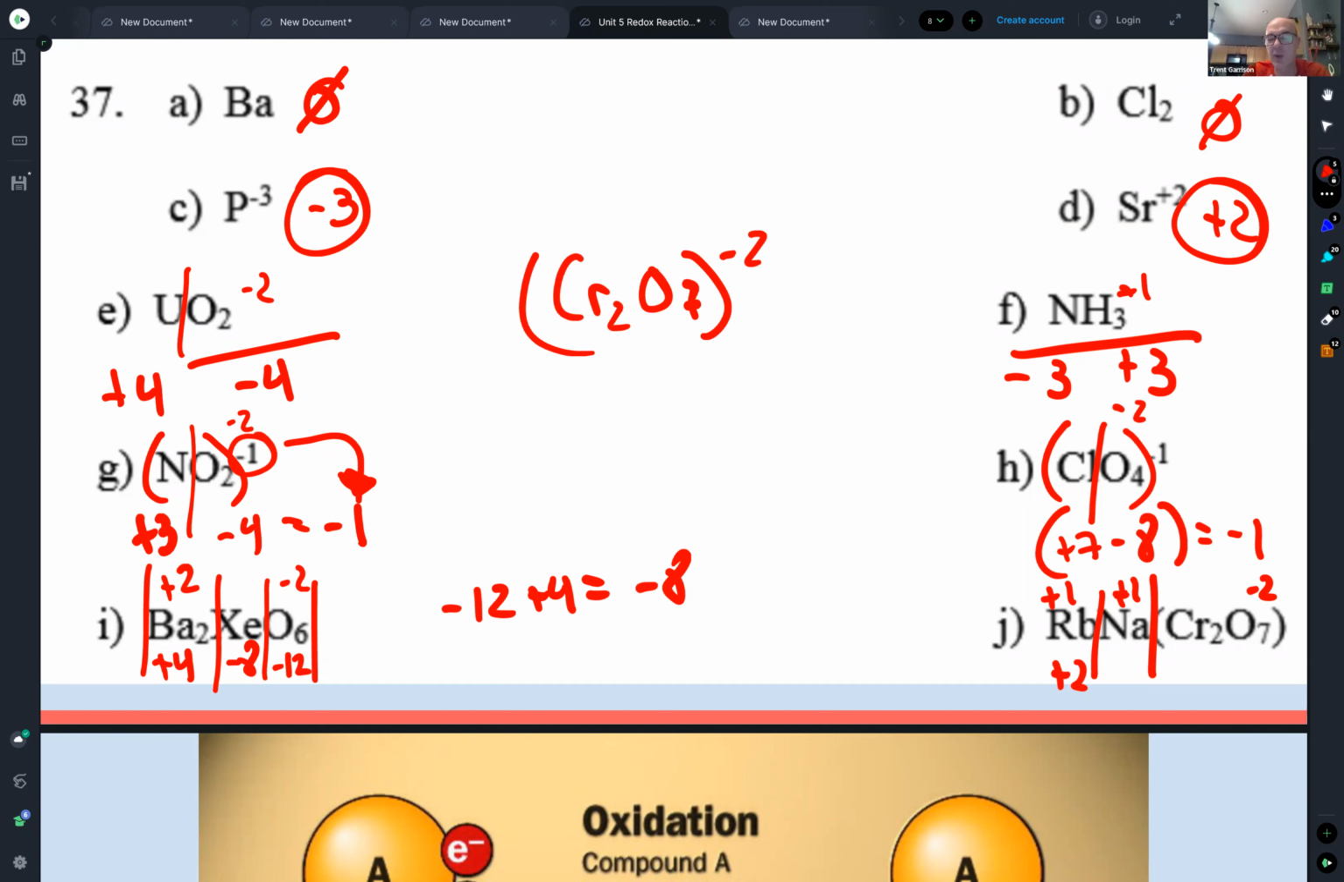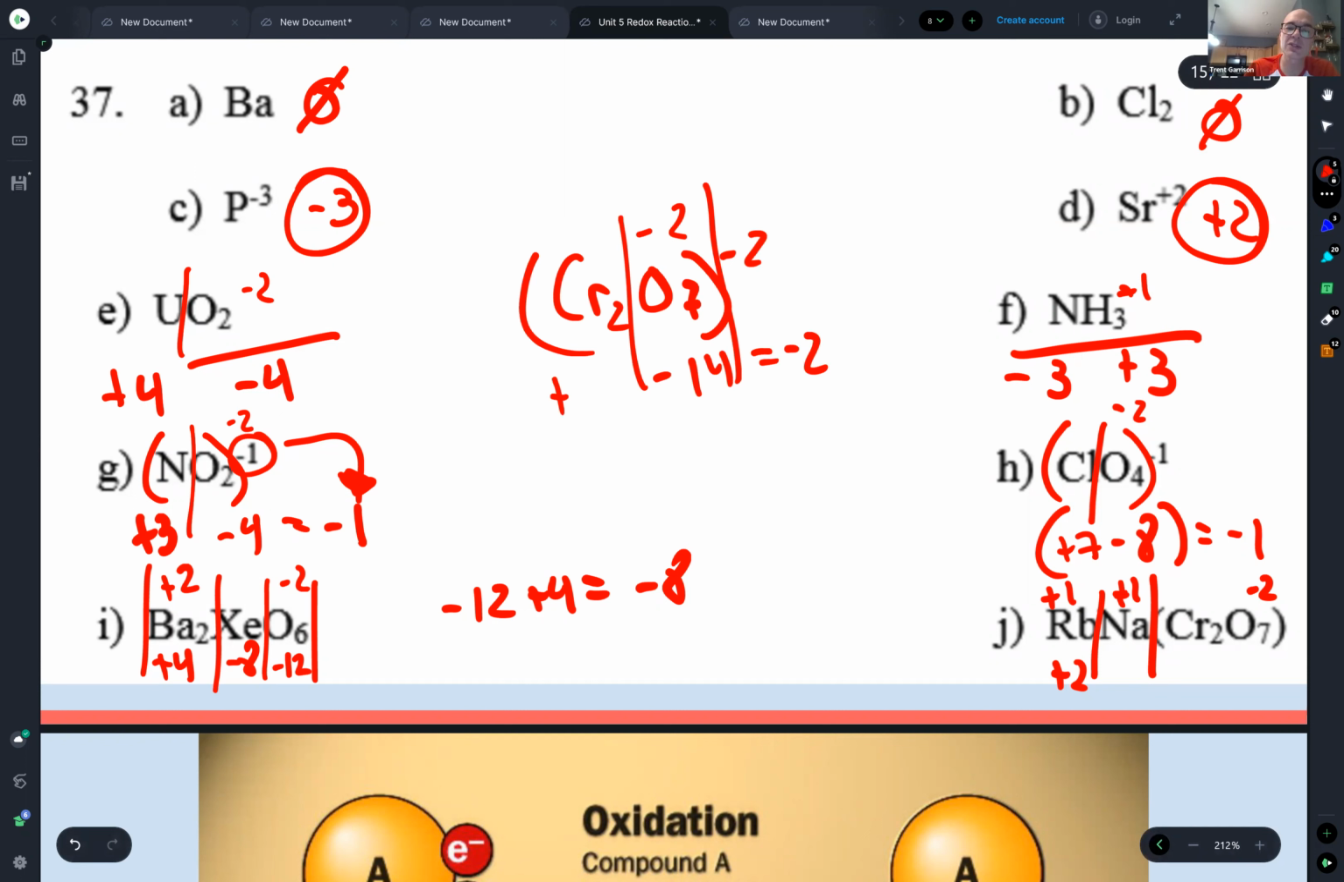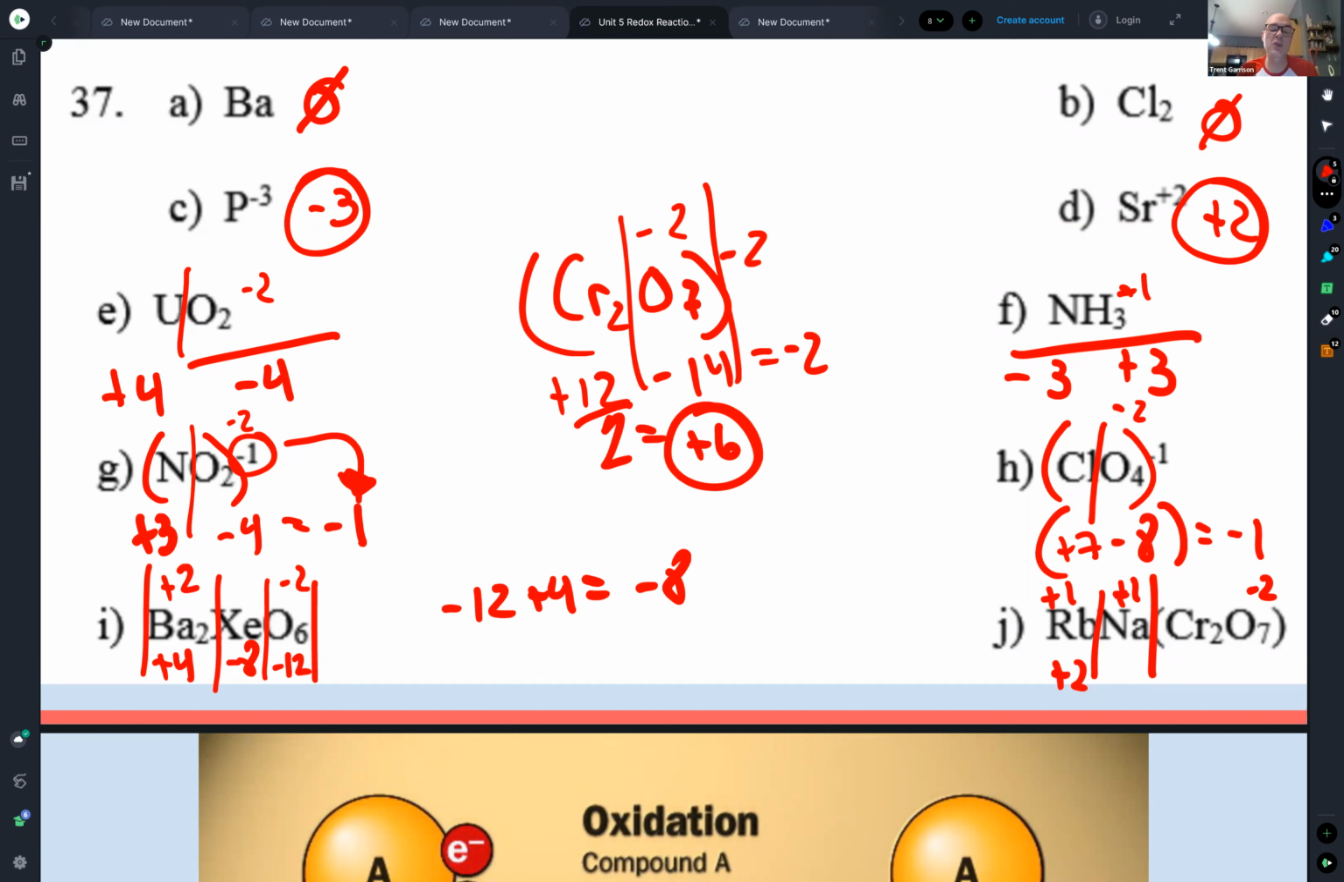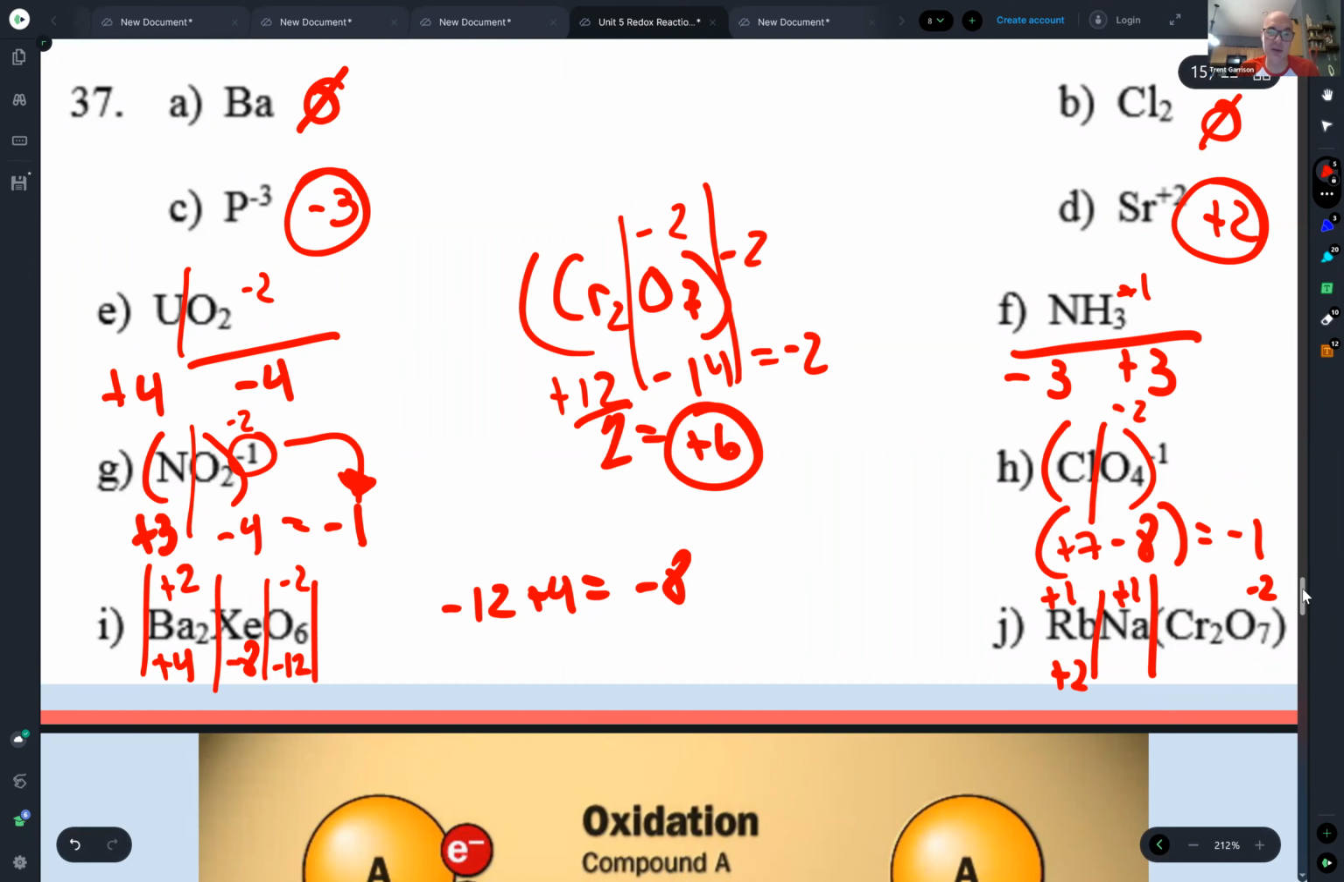So now I got to figure out what's the charge of my oxygens. Well, I know it's always -2. So that sum is -14, meaning I've got to make this thing equal -2. So that means the 2 chromiums must be +12, but there are 2 of them. So that means that each of the chromiums are going to be +6. This is what you must be able to do. You must be able to assign oxidation numbers, states, charges, whatever you want to call it.